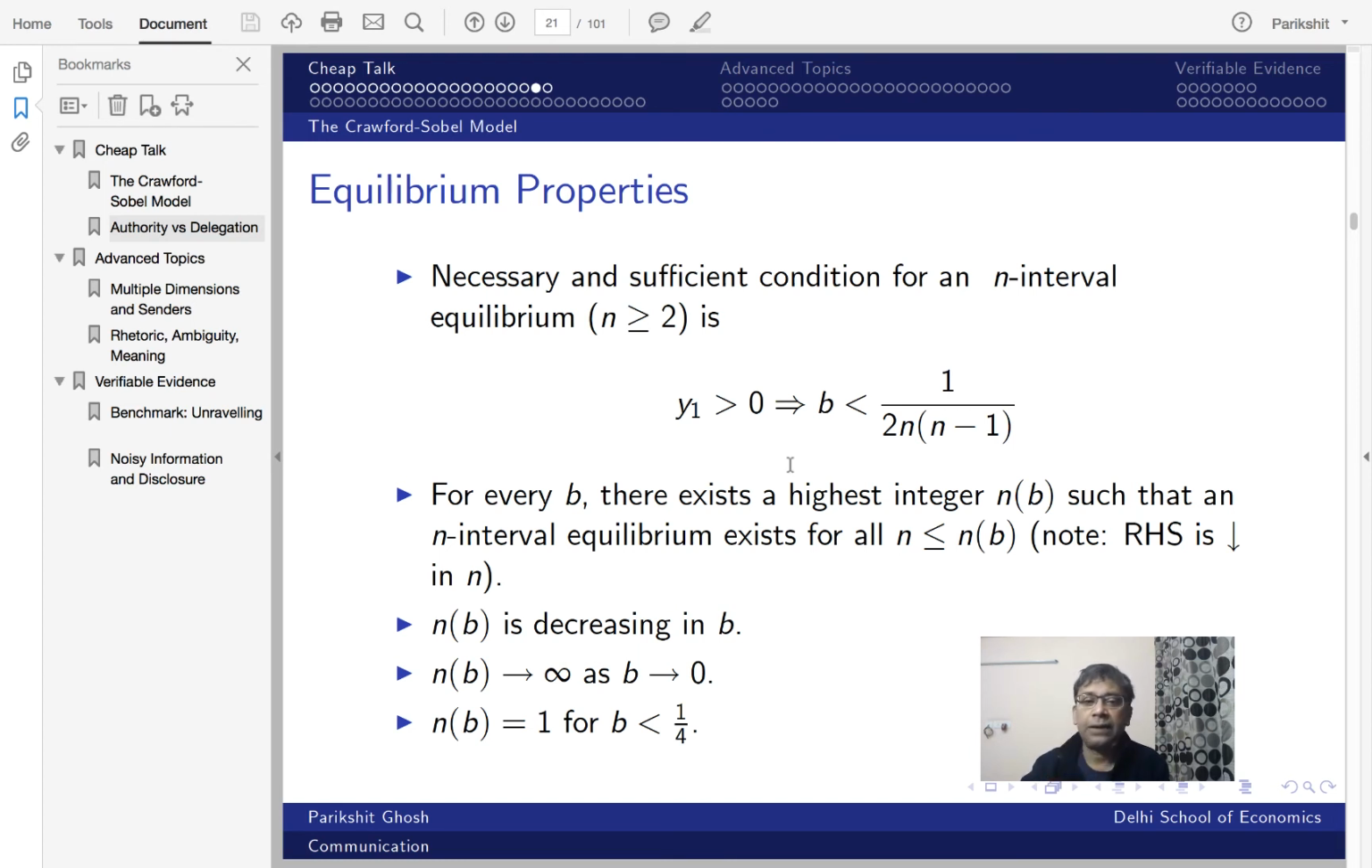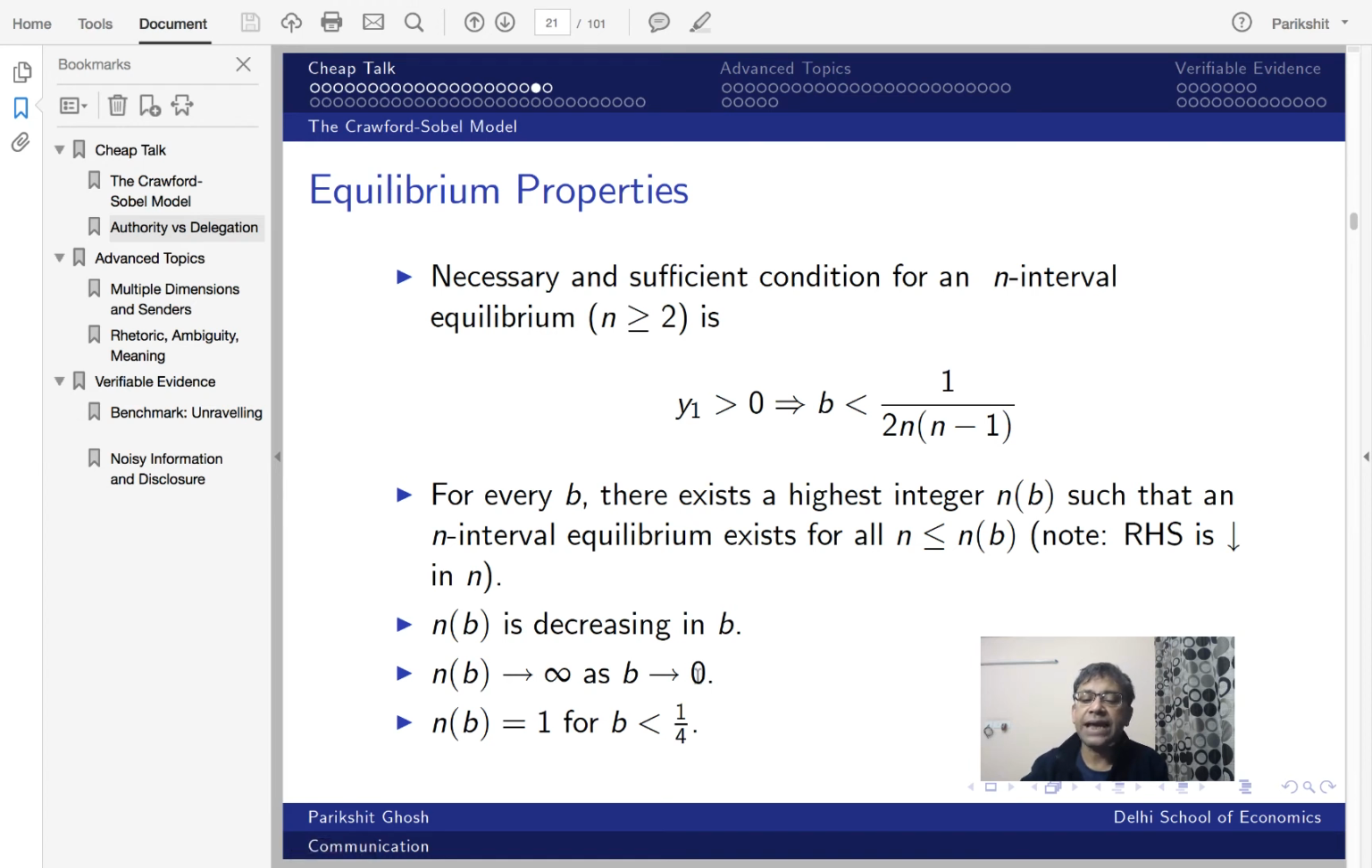Now, one thing to note is that, well, several things to note. If you look at this inequality closely, n of b, the highest integer which satisfies this, is decreasing in the bias. So if the bias increases, the maximum n which will satisfy this cannot go up. It can only decrease. So n of b is weakly decreasing in b.